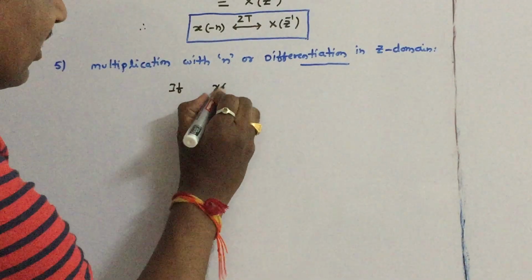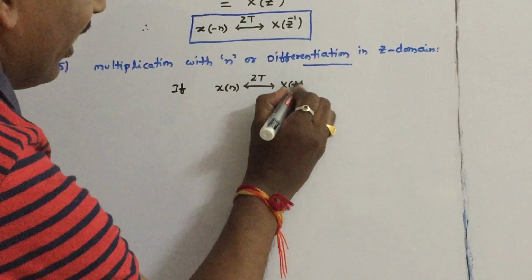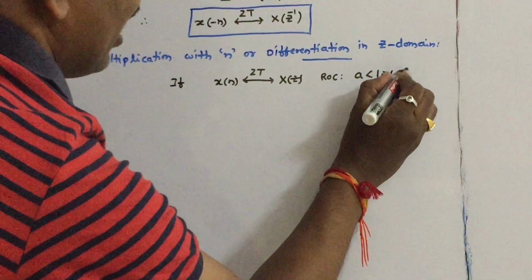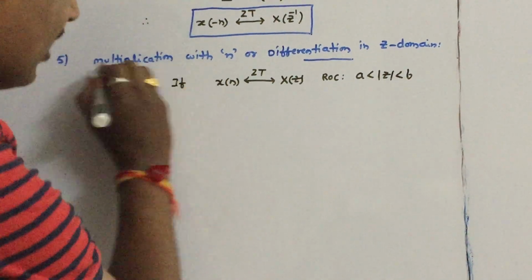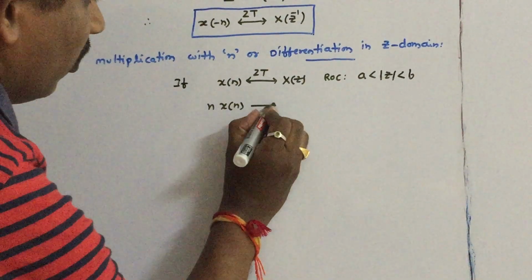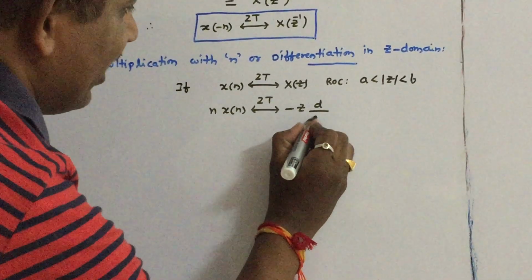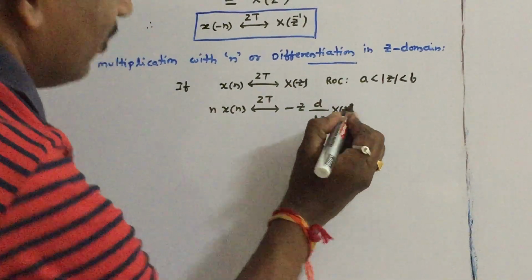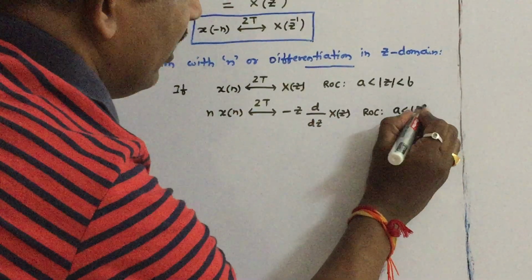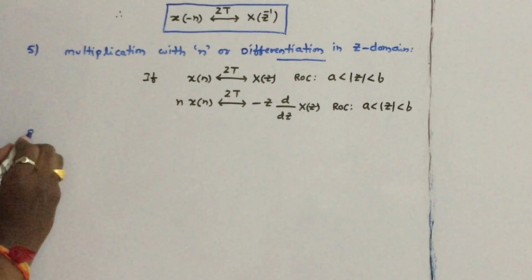If x of n discrete time sequence Z transform is say X of z with the ROC, you take any region a less than mod z less than b, then as the property indicates, if you multiply this x of n sequence with n, the corresponding Z transform will become minus z into d by dz of X of z. So remember that in this case the ROC will not change. The ROC will not change. So let us prove this very simple property. Proof.